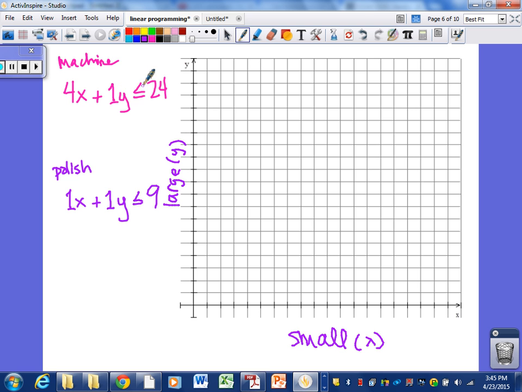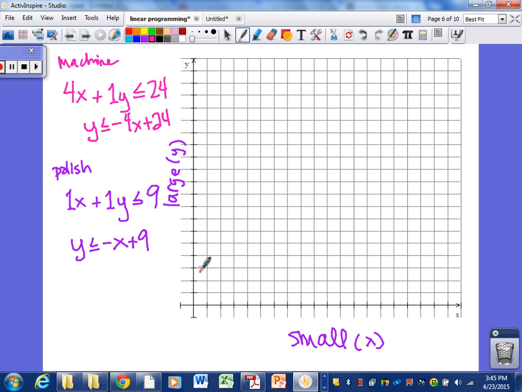We need to solve both of these equations for y so that we can graph them. Or if you want to use the intercept method, that's fine as well. So y is less than or equal to negative 4x plus 24. You bring the 4 over, it's a subtraction problem. Down here, simply y is less than or equal to the negative of x plus 9. So now we have to graph both of our equations so we can see where they intersect.